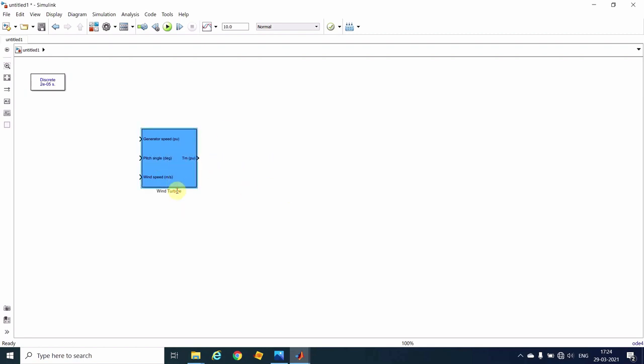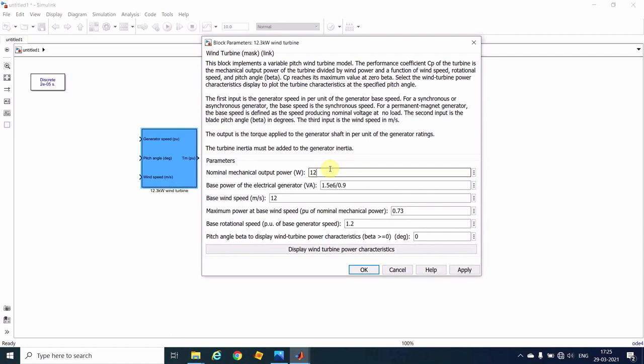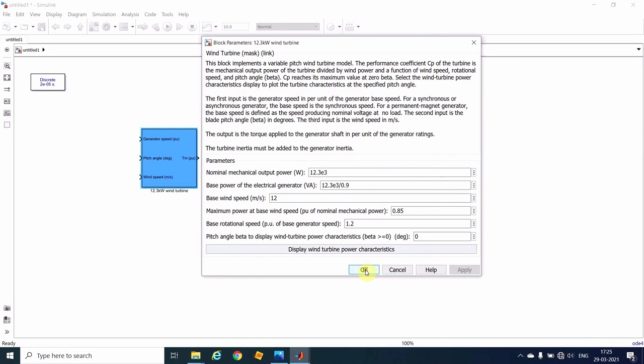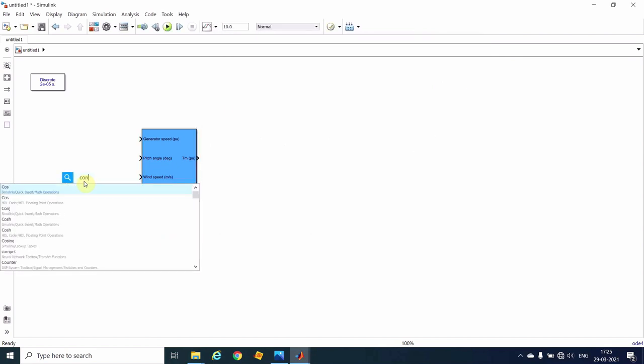So this will be a 12.3 kilowatt wind turbine. These parameters I will change to 12.3e³ and here 12.3e³. I will take base speed 12, and here I will take 0.85. This is 1.2. I will keep ISO, and I will apply, and beta will be 0. Here I will not use any kind of pitch controller, so I will use a constant.